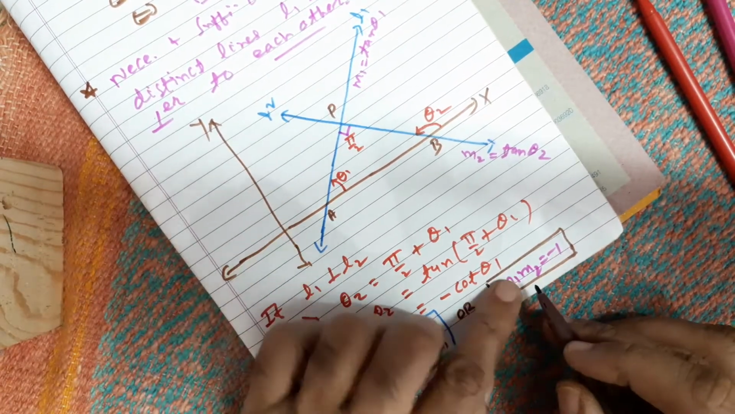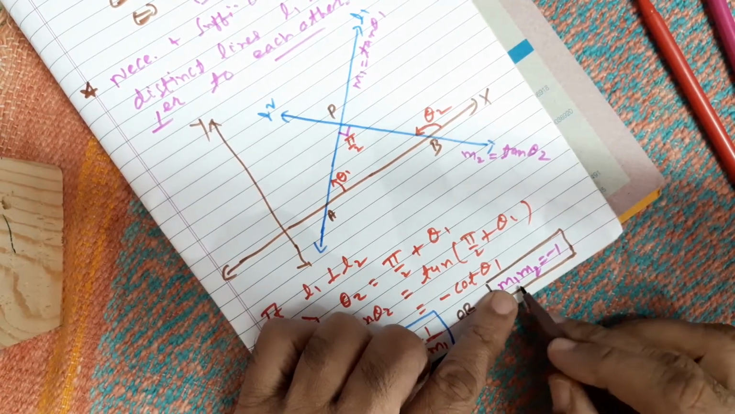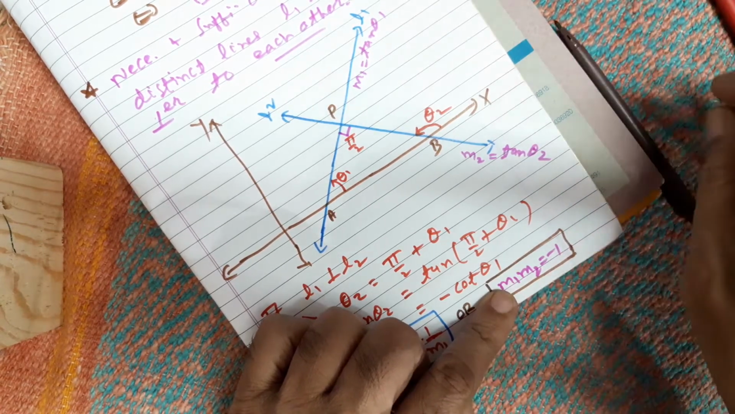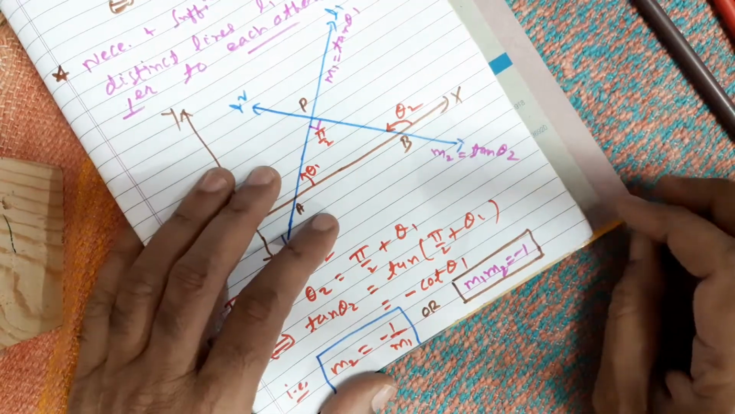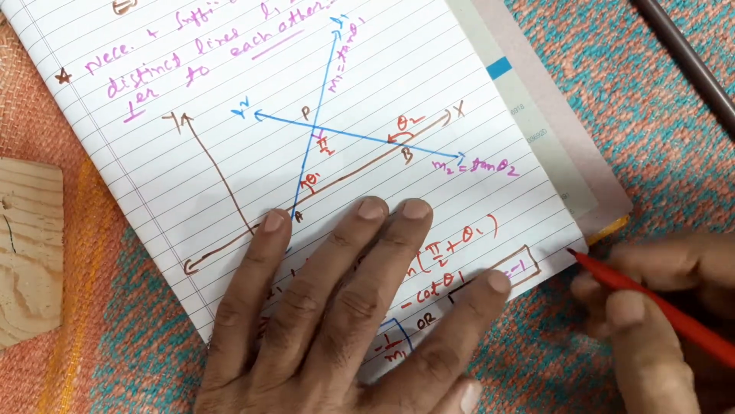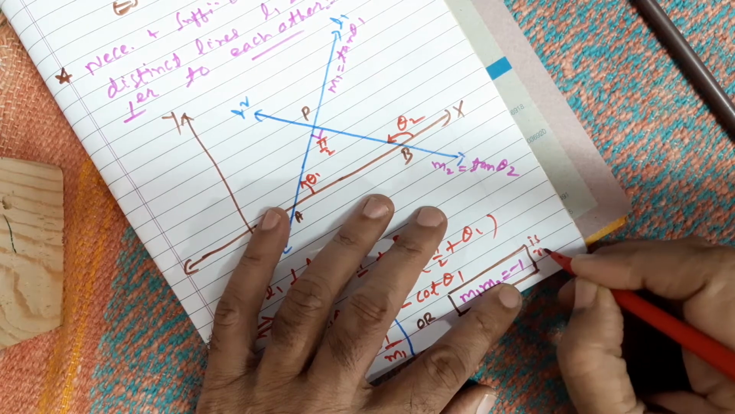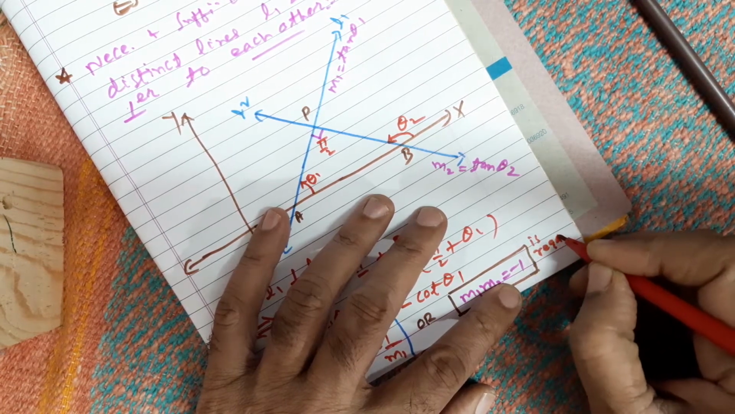In other words, you can say that if the product of the slopes is minus 1, then both the lines are said to be perpendicular to each other. So this is a required condition.